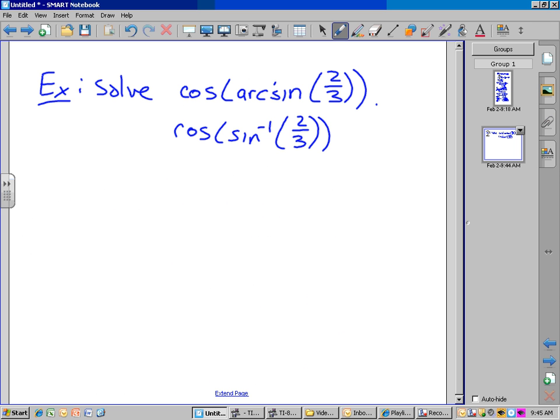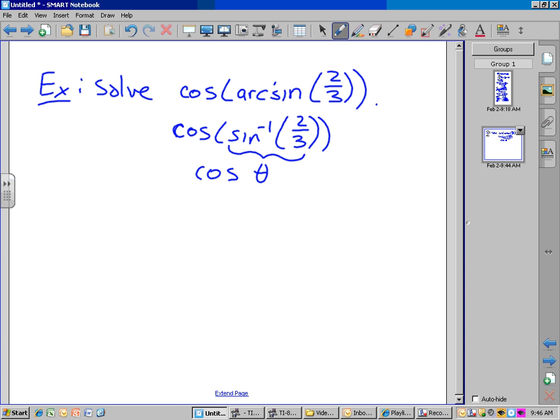Now, what are we trying to find here? We have a combination of trig functions. The outside is a regular trig function. It's of an inverse. What's the inverse represent? What are we solving for when we take the inverse? An angle. So this really represents some angle theta. So what are we trying to find? The cosine of some theta.